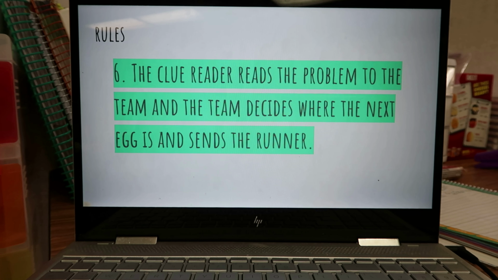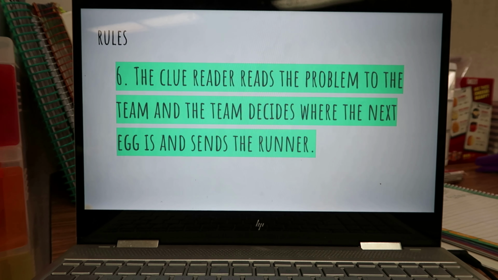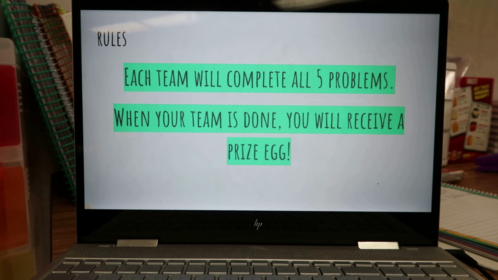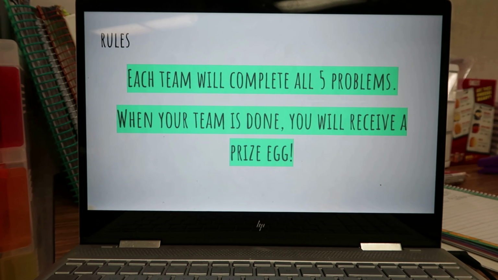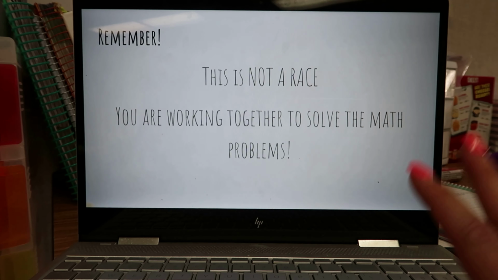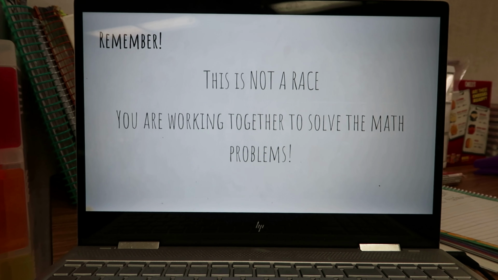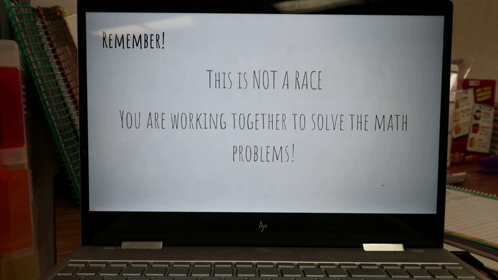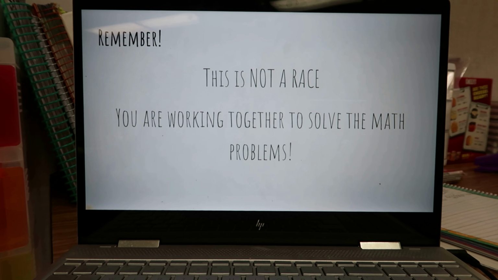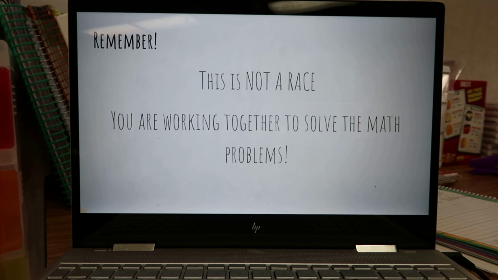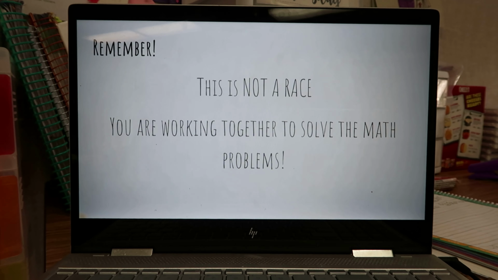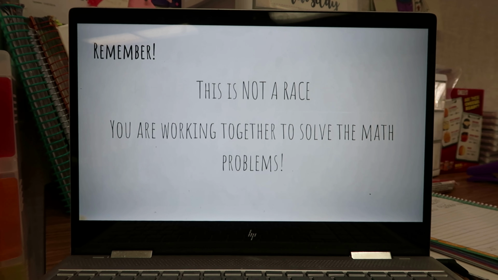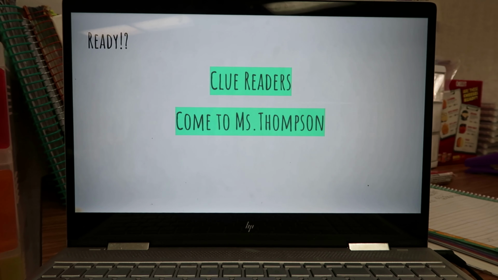The clue reader reads the problem to the team, and the team decides where the next egg is and sends the runner. Each team will complete all 5 problems. When your team is done, you will receive a prize egg. And I want to make sure my students remember that this is not a race, and they are working together to solve the math problems. I don't want them to rush on this. I just want them to have fun, be in the moment, and figure out the math problems together, collaborating. And then we're gonna start.